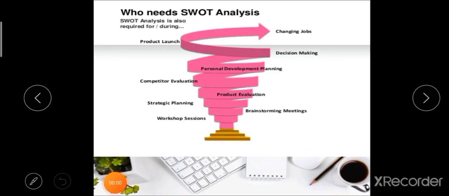Okay, next point: who needs this SWOT analysis? Different business units, job holders, and different companies can use SWOT analysis. It can be used during changing jobs, decision making, personal development planning, product evaluation, brainstorming meetings, workshop sessions, strategic planning, competitor evaluation, and when a new product is launched.